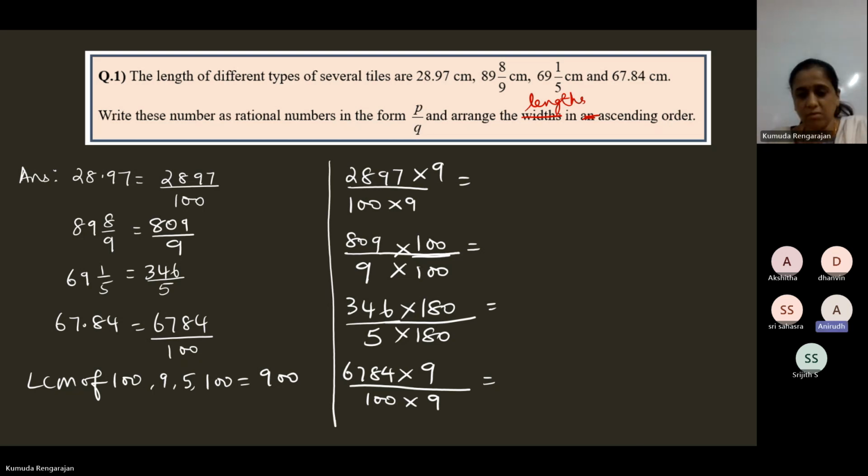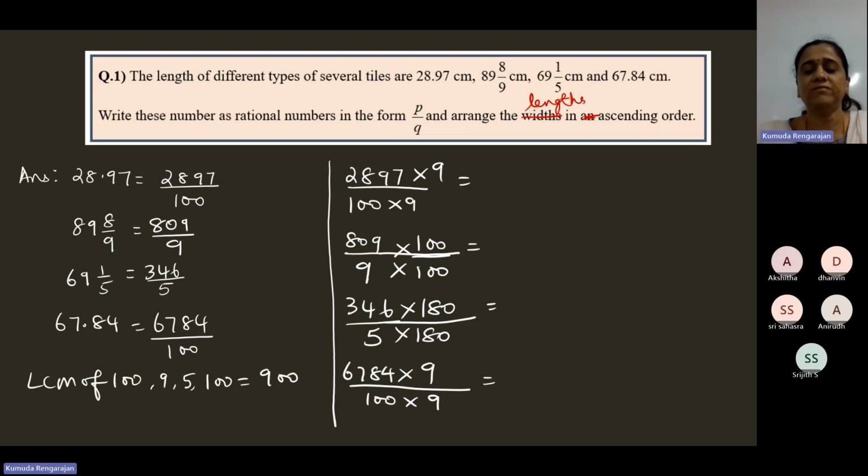Ma'am, if possible, we should cancel or we should just multiply. Don't cancel. If you cancel, then how can you compare? We should just multiply. Bring all the fractions to the same denominator, then compare their numerators so that you can arrange the numbers in ascending order. Same denominators?